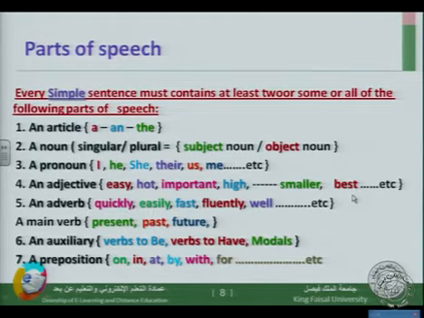And we have something called the interjection, and we will talk about the interjection and conjunction maybe later on. Okay? So every simple sentence in English must contain at least two or some or all of the following parts of speech. All of these are called parts of speech.